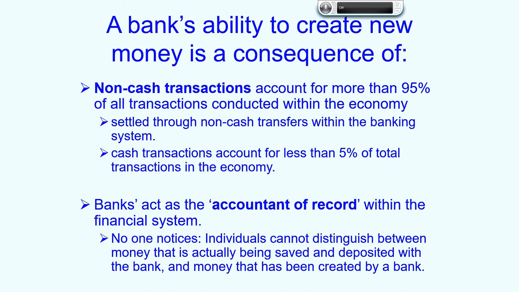And the banks are the accountant of record in keeping a ledger of who's getting the money, where money is being taken from. So the banks transfer money between people's bank accounts and act as the accountant of record. And so therefore, no one notices whether the money that is placed into their bank account by the bank is money that has actually been saved and deposited with the bank, or whether it is money that has been created by the bank. Individuals don't notice that the bank is creating money, because the bank has all the records.